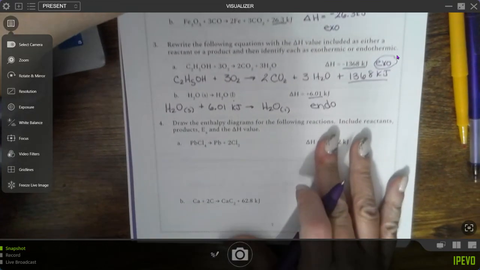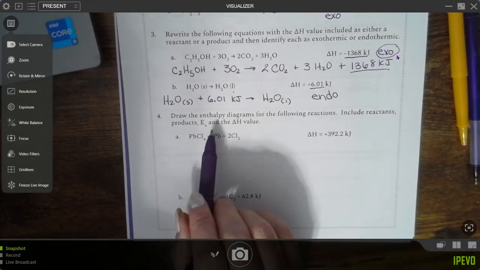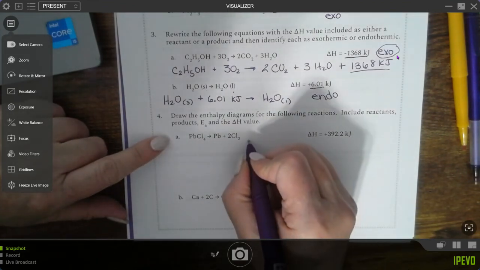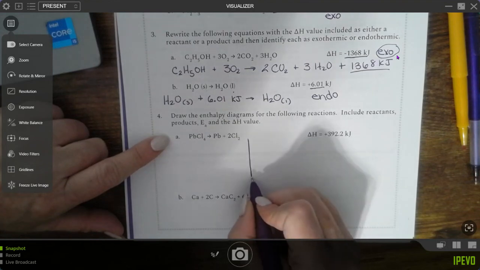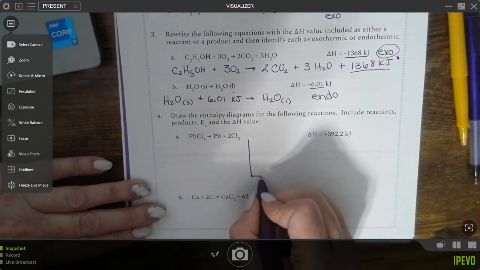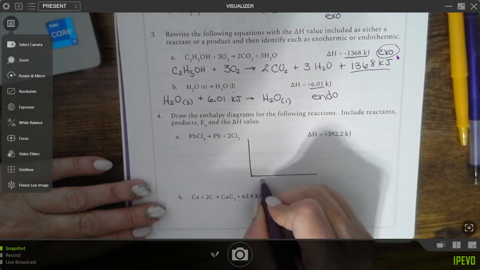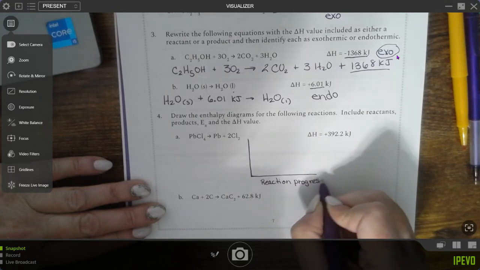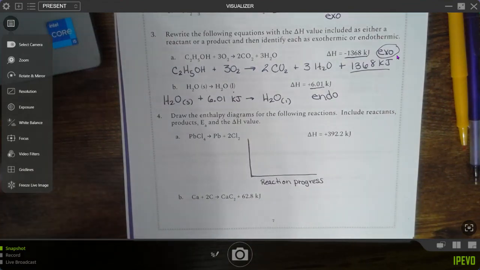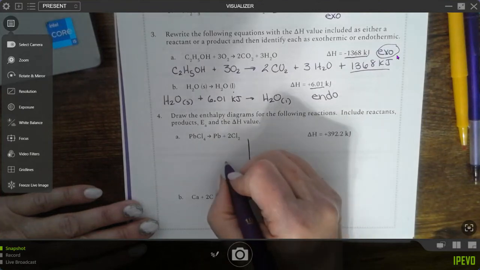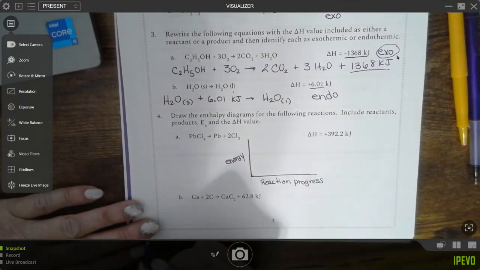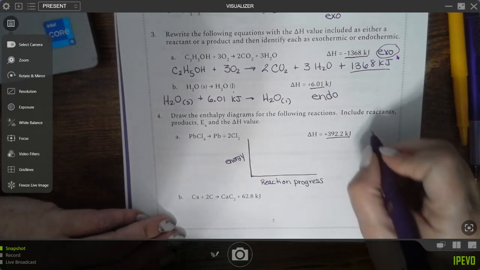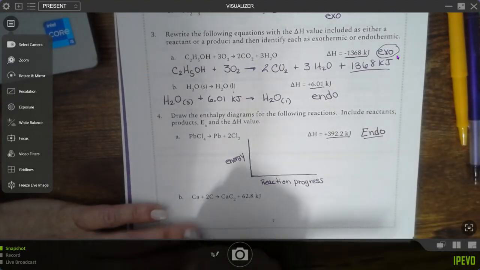Okay. Now, number 4 tells us to draw an enthalpy diagram. So we're going to draw 2 enthalpy diagrams. Okay. For A, and this is your first time probably drawing one of these, I've given you kind of the backbone, but some things to remember. The x-axis is the reaction progress. Okay, so time essentially. At time 0, that's where we mix our chemicals together and our reaction gets started. The y-axis is energy. All right, so in this case, delta H is 392.2 kilojoules. What that tells me is this is an endothermic reaction.